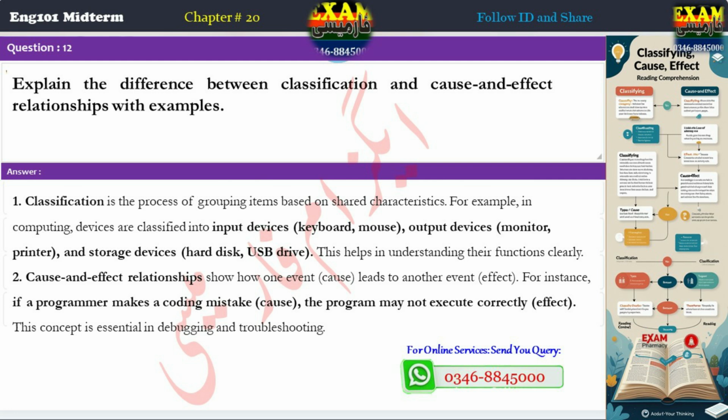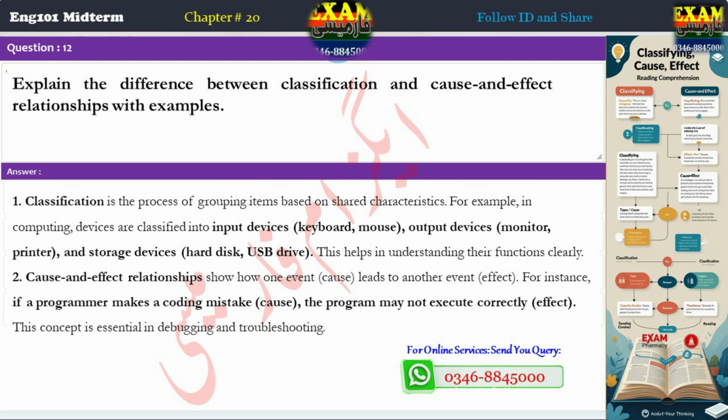Question 12. Explain the difference between classification and cause and effect relationships with examples. Answer. Classification is the process of grouping items based on shared characteristics. For example, in computing, devices are classified into input devices, keyboard, mouse, output devices, monitor, printer, and storage devices, hard disk, USB drive. This helps in understanding their functions clearly.